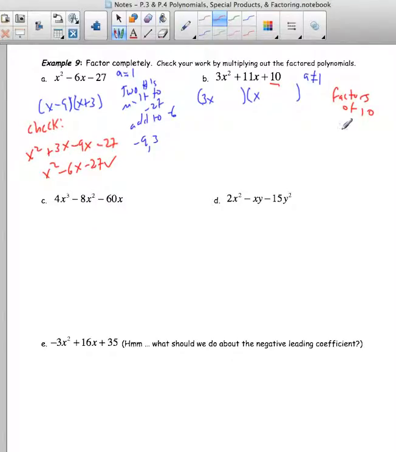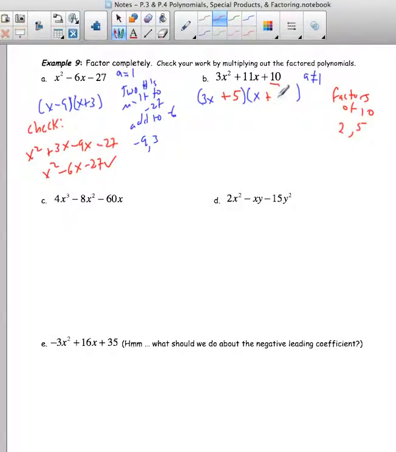Usually I choose factors that are closer together. So I have 10 and 1, and 5 and 2, or negative 5 and negative 2. So I'm going to guess that there are 5 and 2, both positive because I have a plus 11x. Then I have to guess whether I should put the 2 in the first set of parentheses or the 5. You can do it either way, or you can think about what might happen.